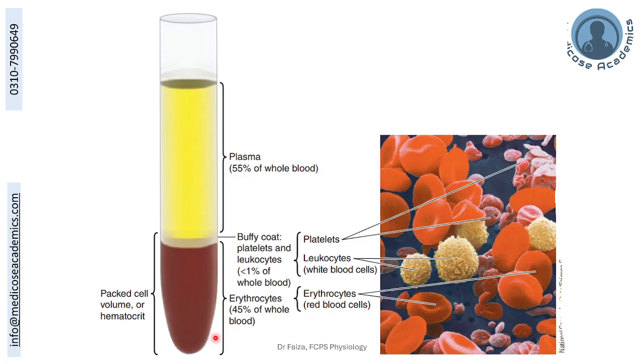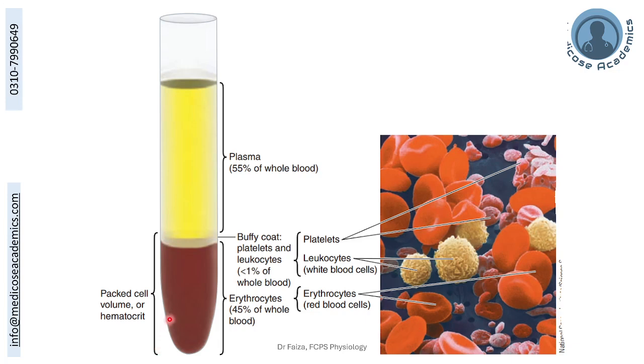Among the cells, you can see the bottom 45% is covered by the erythrocytes, and there is a small whitish line, which is called the buffy coat, and this is composed of platelets and leukocytes that make up even less than 1% of the whole blood. What you are looking at here is the proportion occupied by the blood cells, including red blood cells, and less than 1% by the white blood cells and platelets. Overall, we call it packed cell volume or hematocrit.